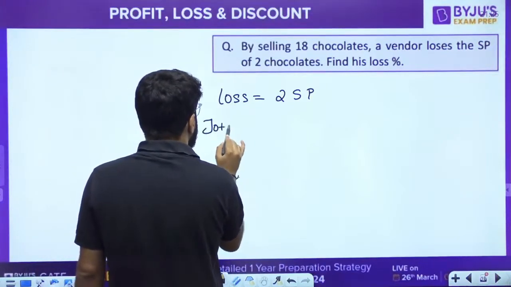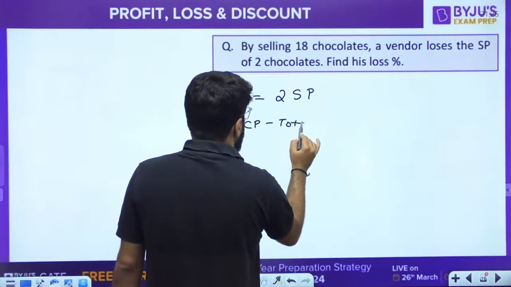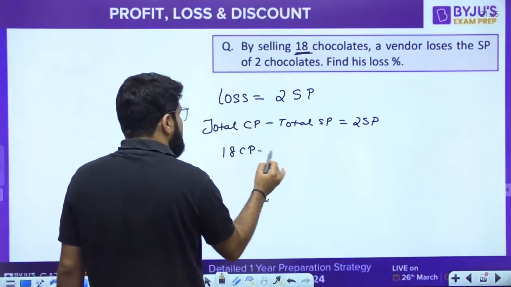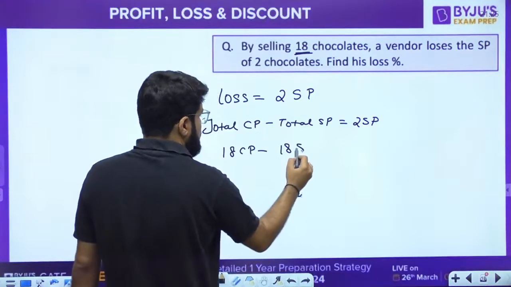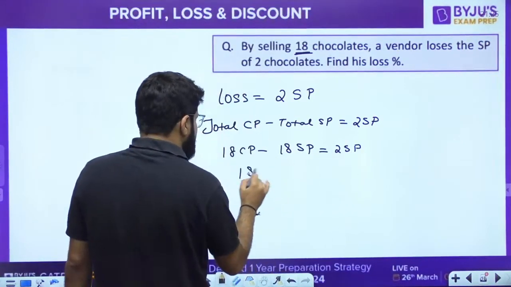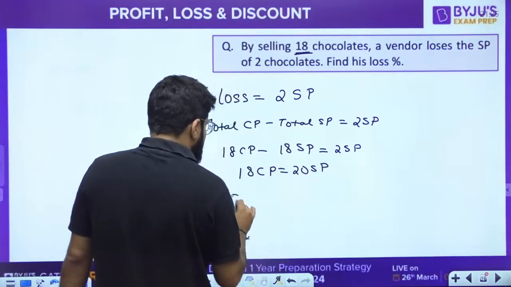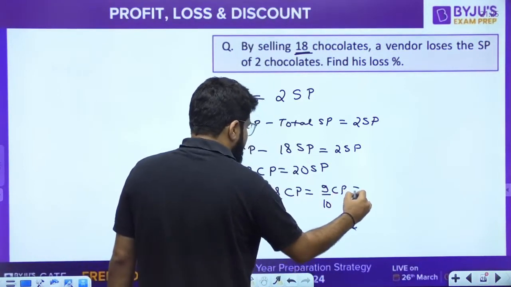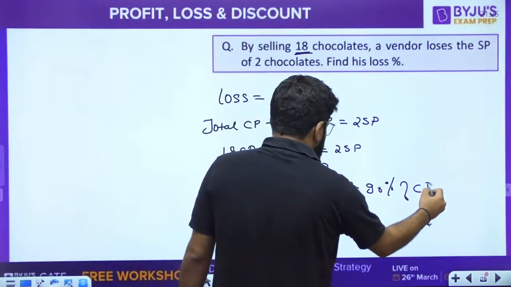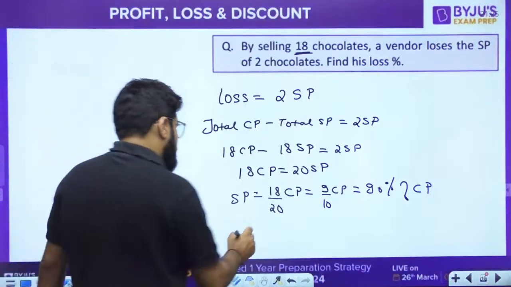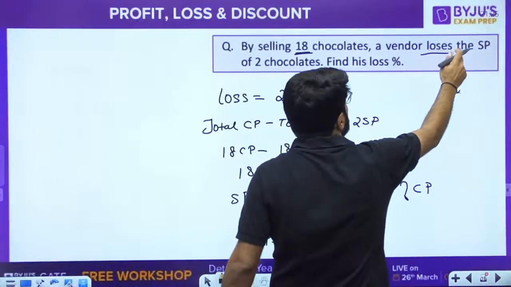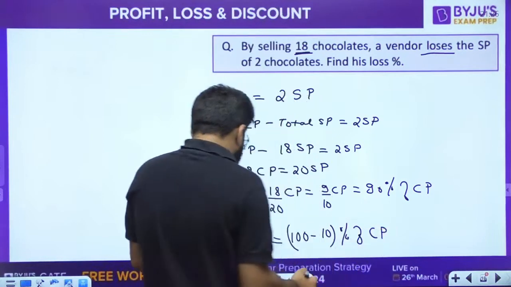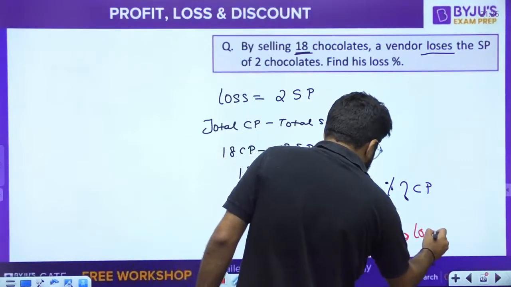But what is loss? Loss is the total CP minus total SP. Now, how much is he selling? He is selling 18 chocolates. So the total CP will be that of 18 CP, and the total SP is that of 18 chocolates, so 18 SP, that is 2 SP. So here you get a relation: 18 CP is equal to 20 SP. So what is the SP? That is 18 by 20 CP, or 9 by 10, and 9 by 10 is 90%. Selling price is less than 100%, meaning loss again. Here the loss is already mentioned, he loses. So selling price is 100 minus 10% of the cost price. So this is the loss percentage.